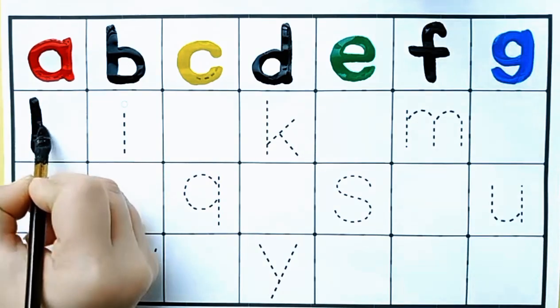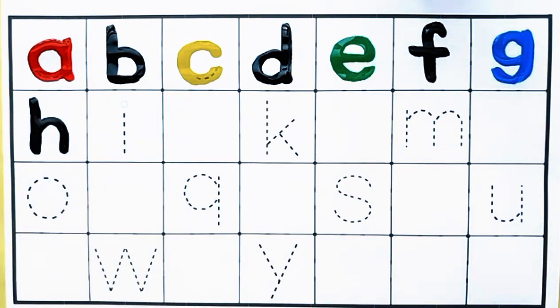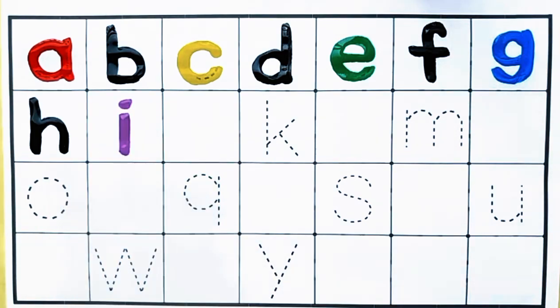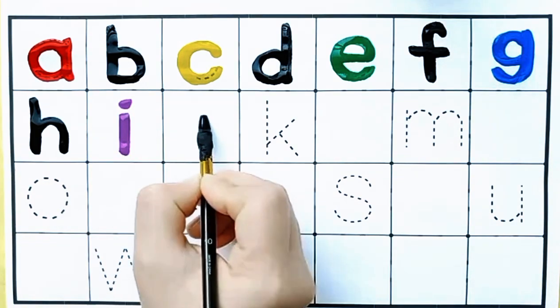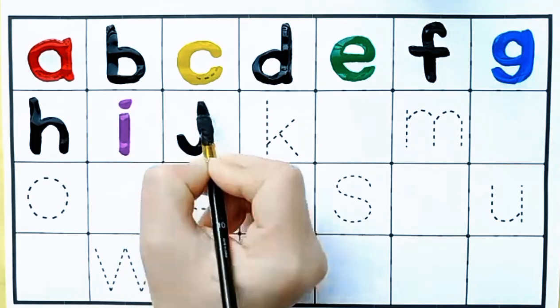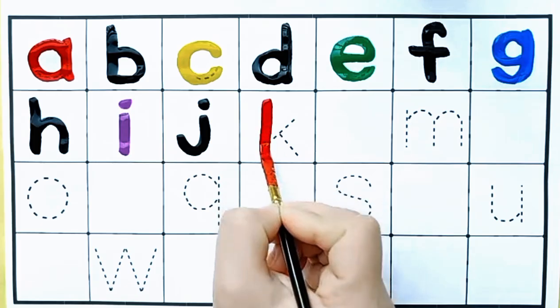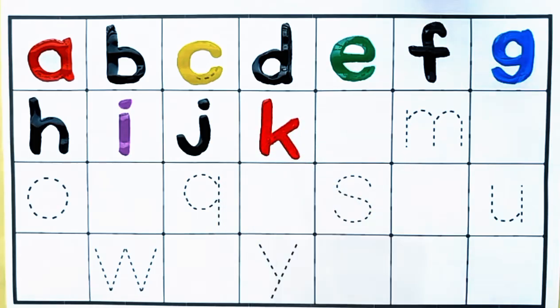H for hen, H for hen. I for ice cream, I for ice cream. J for juice, J for juice. K for king, K for king.